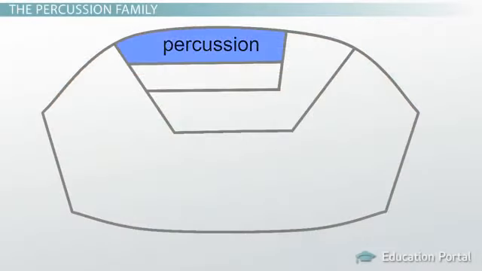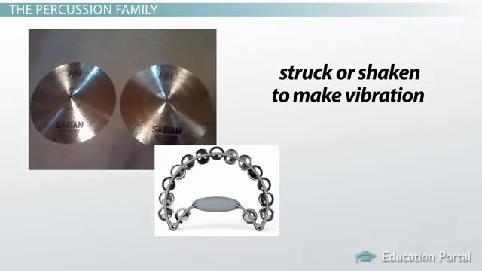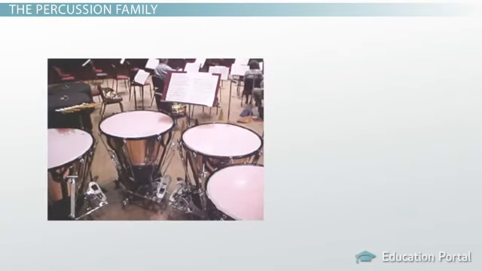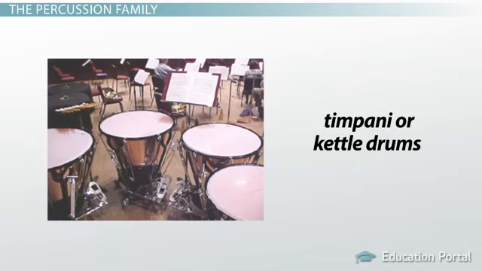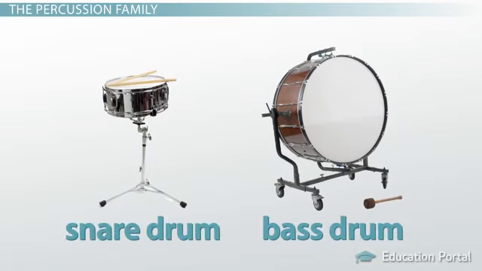banging and crashing. The percussion family has instruments that are struck or shaken to make their vibrations. Early orchestras didn't have much percussion and usually just had low-pitched drums called timpani or kettle drums to accompany the melody. Other drums like the snare drum and the bass drum were added later.